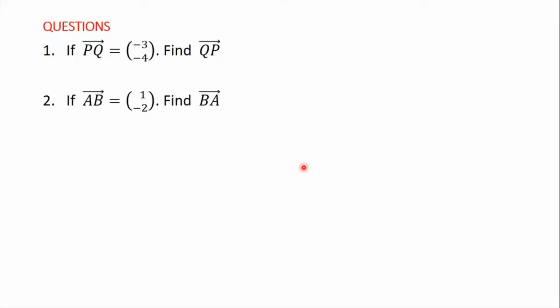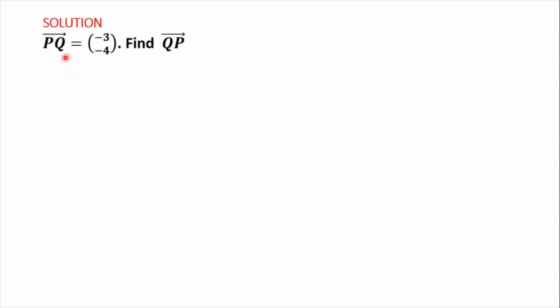Let's solve these questions. If PQ is equal to (minus 3, minus 4), find QP. And if AB is equal to (1, minus 2), find BA. Let's pick the first one. If PQ is equal to (minus 3, minus 4), find QP. We know that QP is equal to minus PQ because QP is the inverse of PQ. So we are going to have minus (minus 3, minus 4). We negate the X component, which is already negative, so minus minus 3 will give us 3. Then we also negate the Y component, so minus minus 4 will also give us 4. So if PQ is equal to (minus 3, minus 4), QP will give us (3, 4).